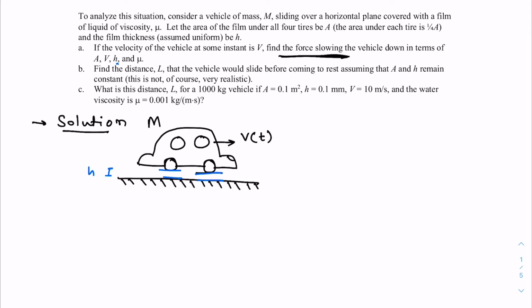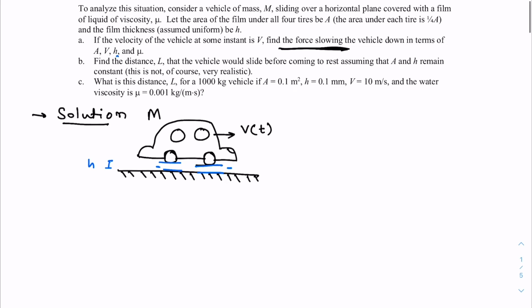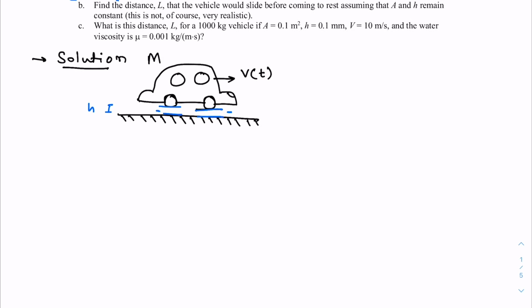Now, if you look carefully, the only force that is acting on this car is due to the viscous shear stresses in these thin films here. And if we can evaluate those shear stresses in terms of the variables given here, we would be able to find out the force. So let's see what is the expression of that force.